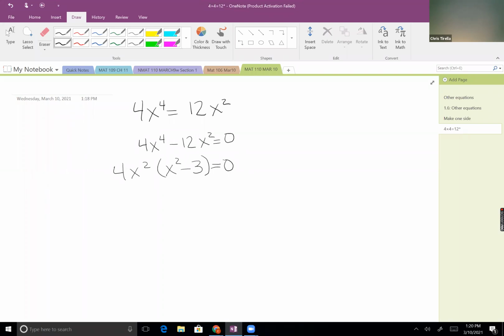Did anybody else get it to factor to 4x squared times x squared minus 3? Yep. I don't think it factors further. So now let's go through together and set each factor equal to 0, and look at the type of equations that we have to solve. The one on the left, is it obvious that we're going to want to try to divide both sides by 4? And that gives me x squared equals 0.